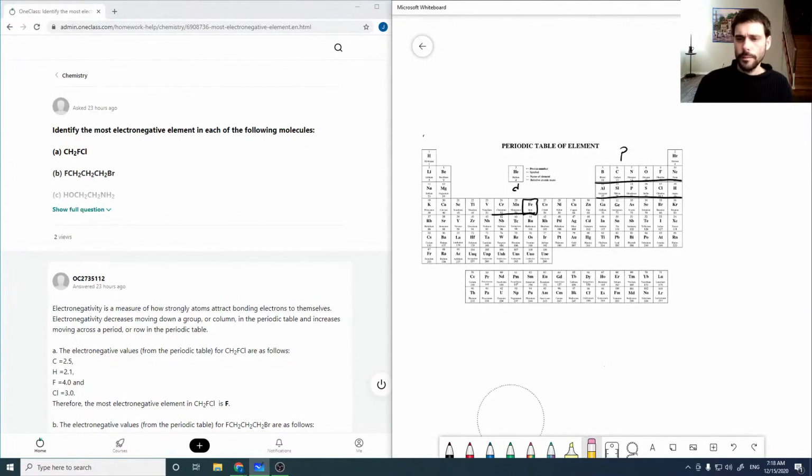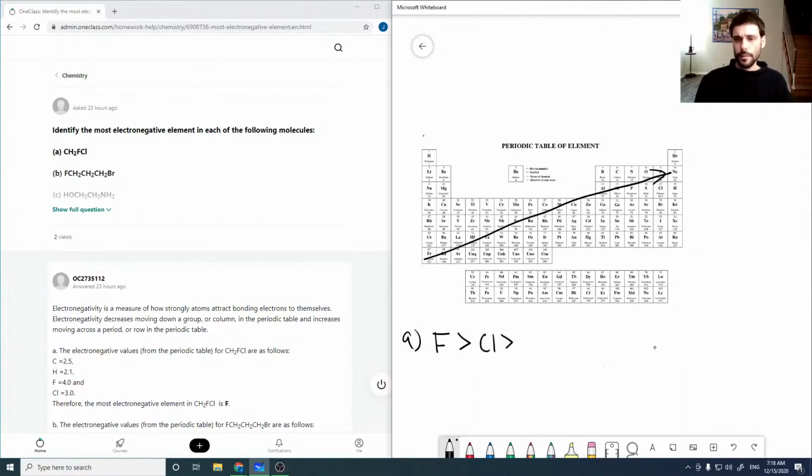So our, I guess I'll write out some of these compounds since they're cut off. And okay, so electronegativity tends to increase this way. So fluorine will always be, so for A, fluorine is more electronegative than chlorine, which is more electronegative than carbon, which is more electronegative than hydrogen.